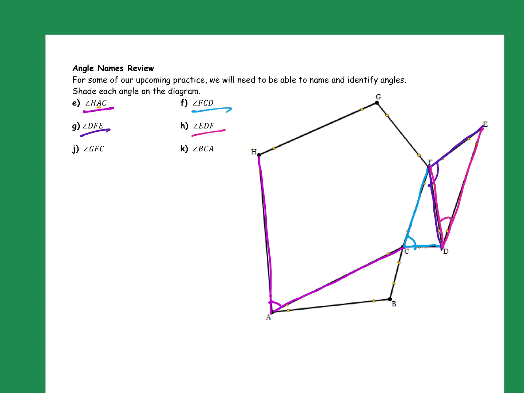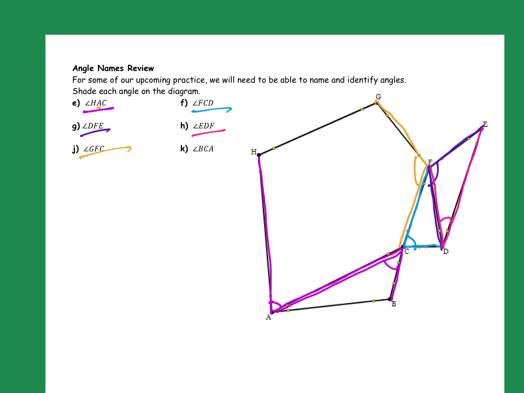Does that make sense, you guys? How we find the angles? Pretty easy, not too bad. Okay, and then GFC. GFC. So GFC is that one. And then my last one is going to be BCA. BCA. That one there. Okay?